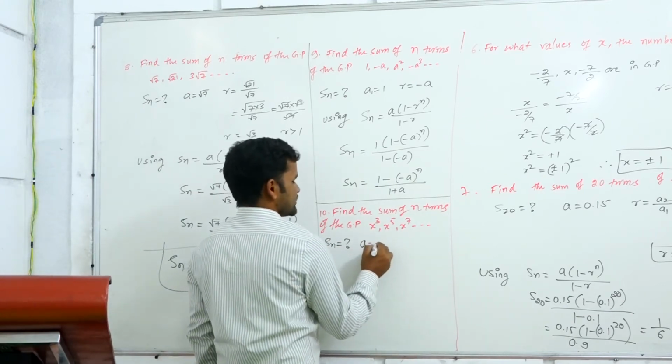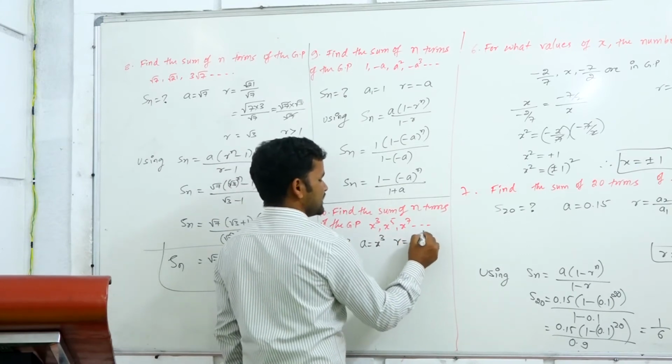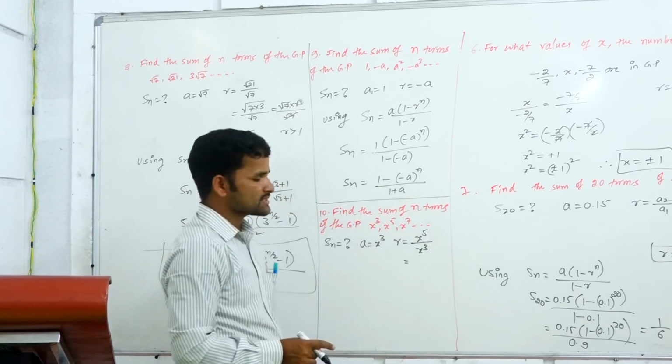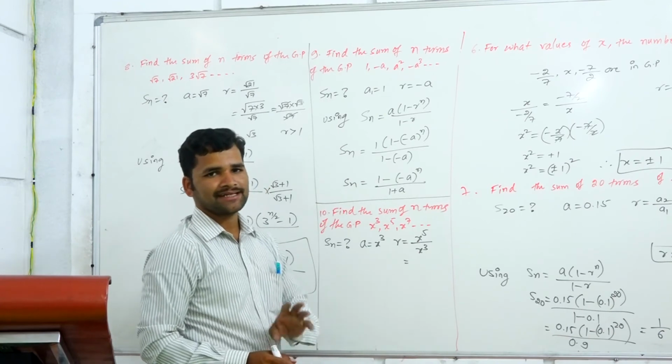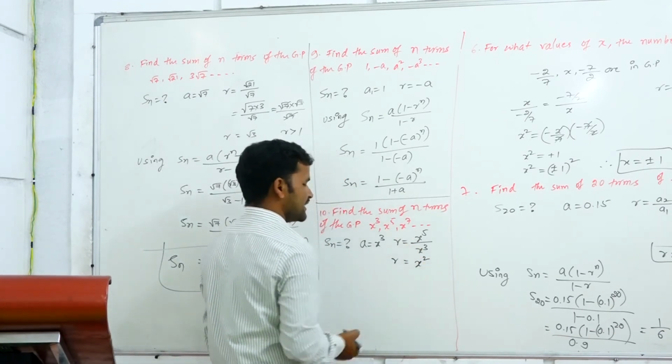A is the first term, that is x raised to 3. R is the common ratio, x raised to 5 by x raised to 3. Here x is 5 times, there x is 3 times. 3 times you cancel the x. R is equal to x square we are getting.